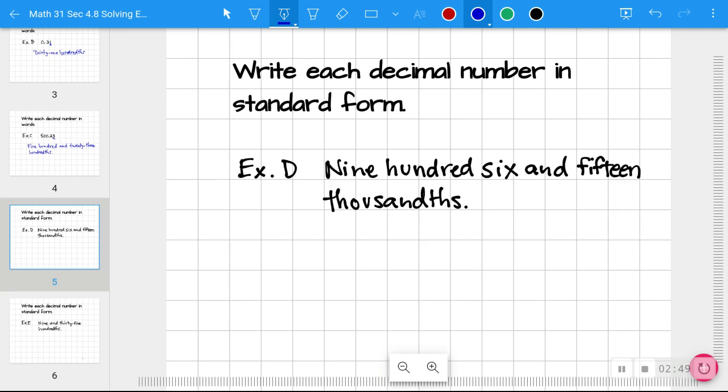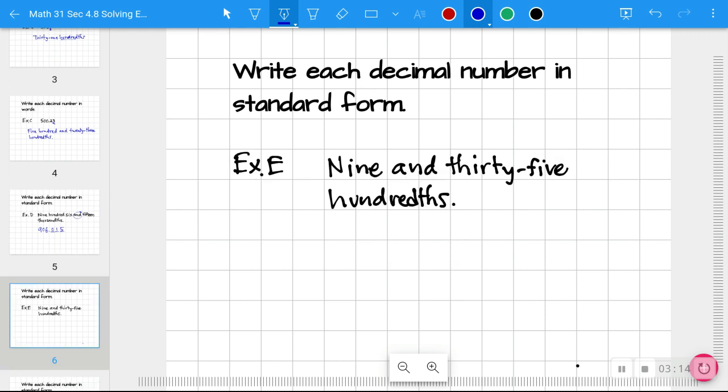Okay, going the other direction, you want to locate the decimal point. So we have 906 on the left and 15 thousandths. So I need to get all the way over here to the thousandths column. And the only way to get 15 to fill out 3 columns is to pad it with a 0 before you do it. There's your 15 thousandths.